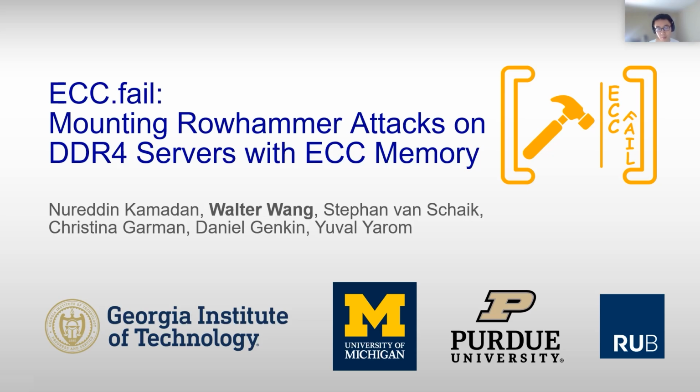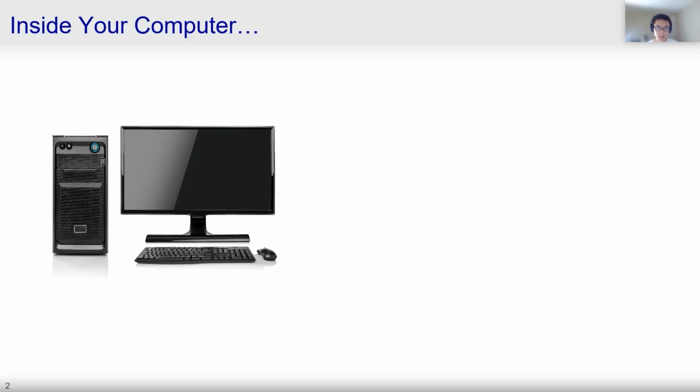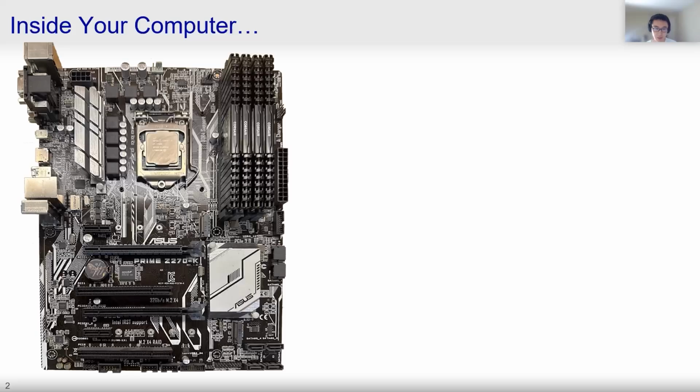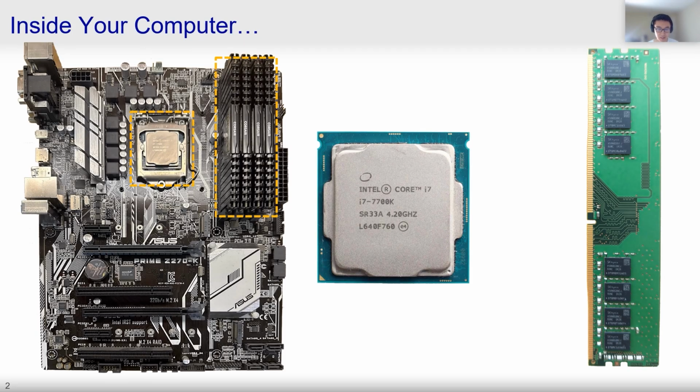Today I will talk about our paper, ECC.fail, running Rowhammer attacks on DDR4 servers with ECC memory. If you look inside your computer, you'll find a motherboard with CPU and memory on it. Those two parts are interconnected and talk to each other for your computer to work. So our work is a Rowhammer attack on DRAM.